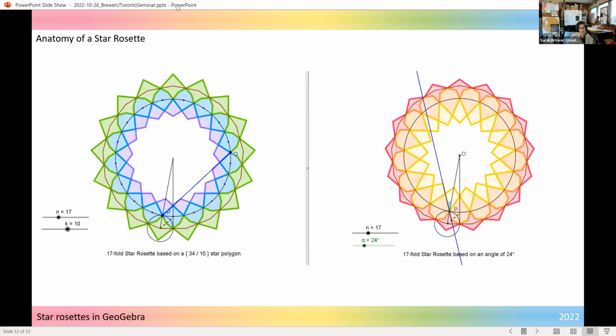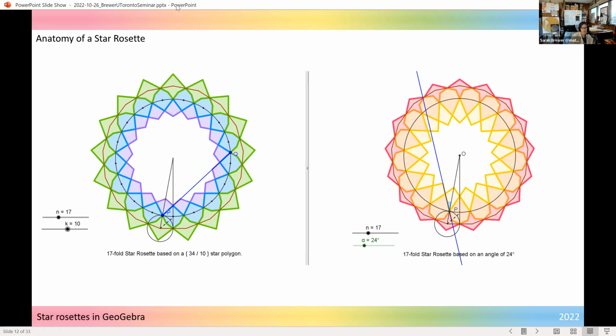So on the left, and I'll pull up the actual GeoGebra file for this a little bit later, you can see points P and Q here. Here N is not exactly the N in the last slide, but here N is how many petals I want my rosette to have. And traditionally, you're either going to be dealing with a star polygon inside that rosette that's based on exactly n points or 2n. So here I've got a 17-fold rosette, and I've made 34 equal divisions of my circle, so 34 vertices.